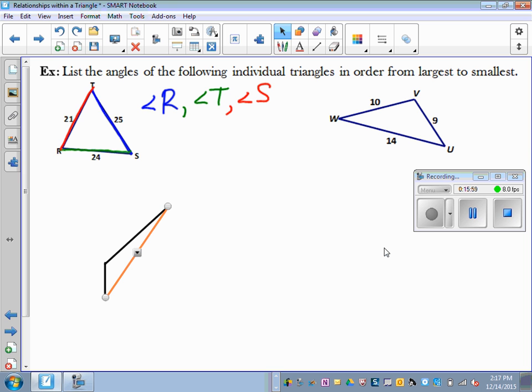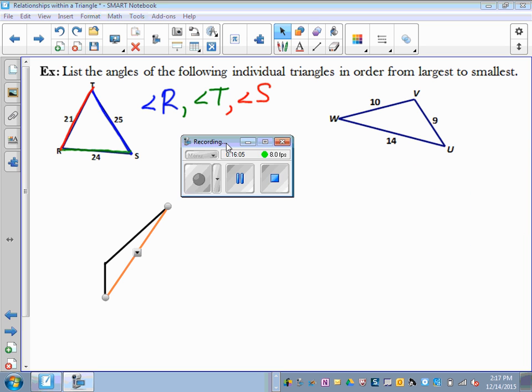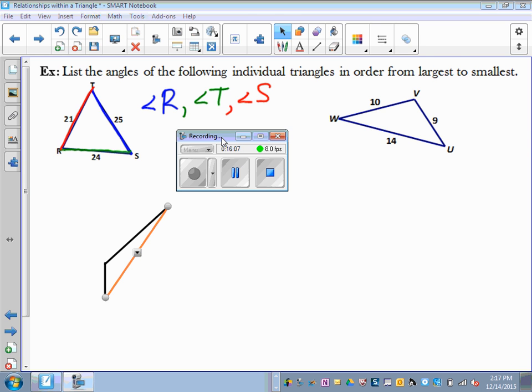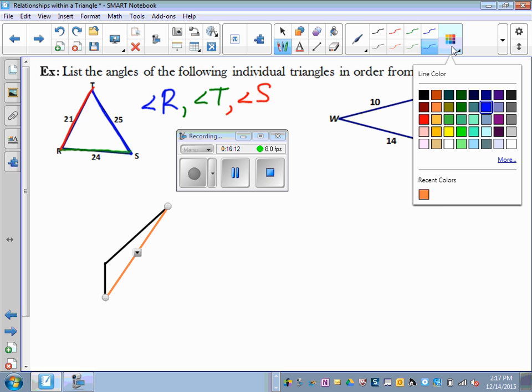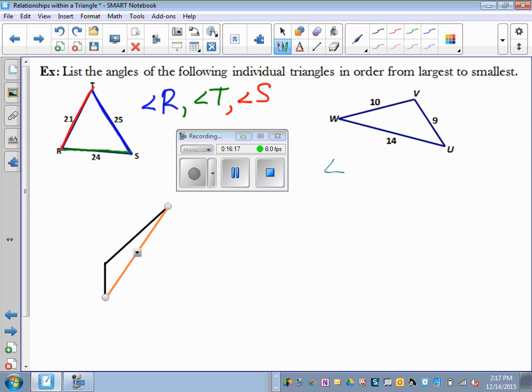Okay, so go ahead and do the next one if you haven't already. Give you 15 seconds for this. Okay, so for triangle WVU, which angle is the largest? Good, angle V. Here's my longest side, so that's the angle opposite of that. V must be my largest angle. Alright, what's next?